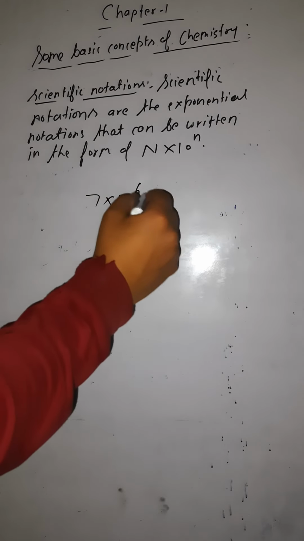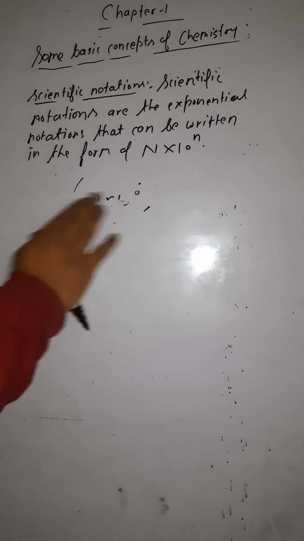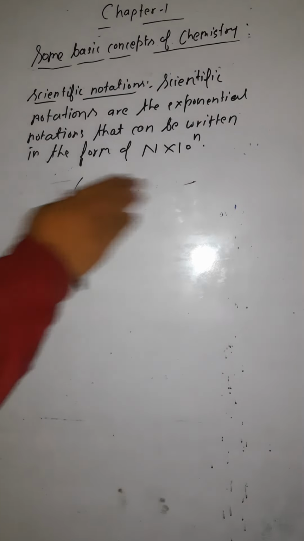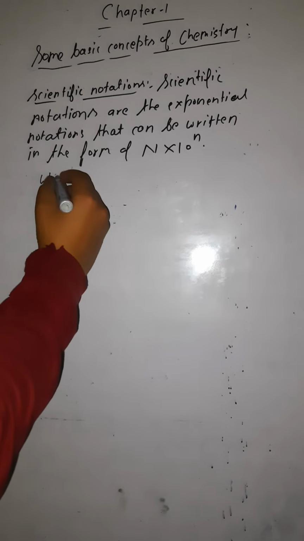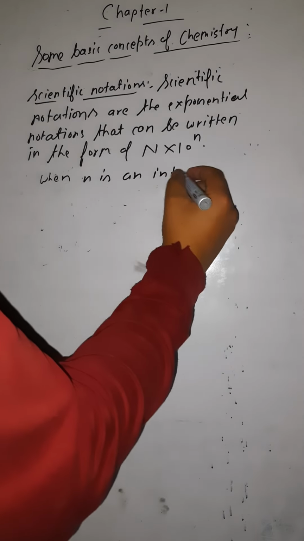Exponential form means you are writing something in the form of powers, like 7 multiplied by 10 raised to the power 4, or 6 raised to the power 5. Here you are writing in the form of N multiplied by 10 raised to the power n, where this small n is an integer. This could be a positive integer as well as a negative integer.